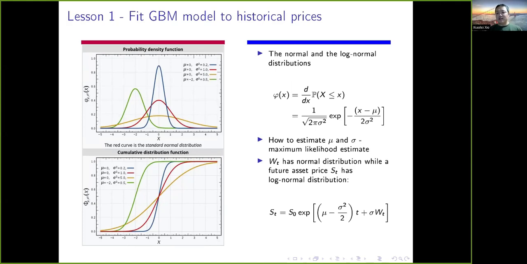Moreover, in this lesson, I will also tell you about the cumulative distribution function of the normal distribution. It is a curve in the lower picture. We will need it when we discuss risk management of our trading strategy.